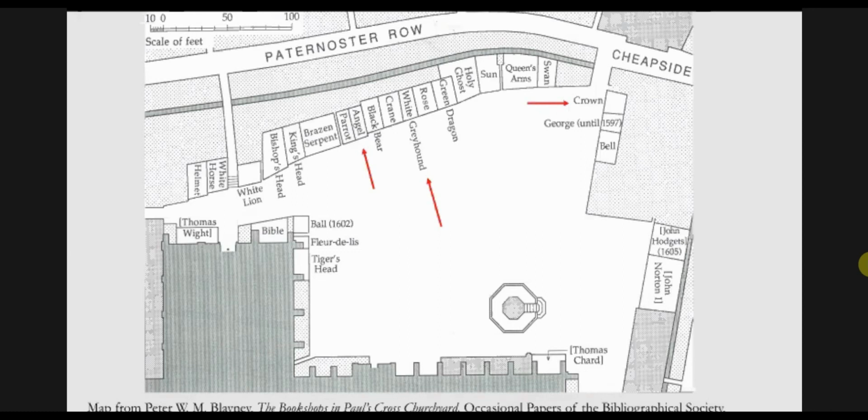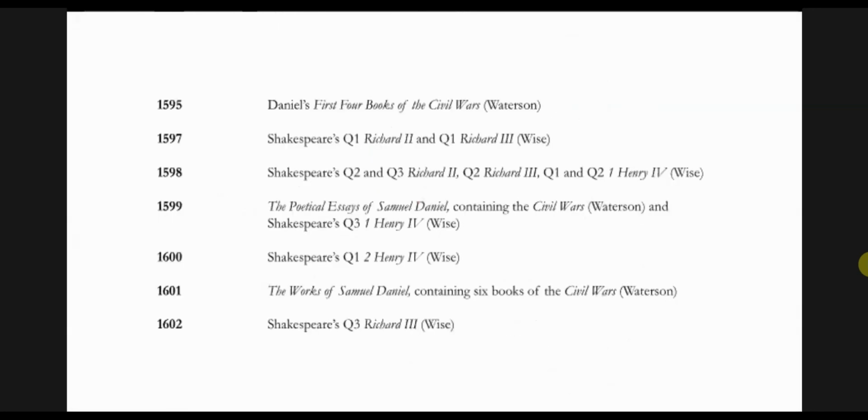While Daniel's Civil Wars is often considered a source for Shakespeare, what has not been explored is the possibility that the publication of Daniel's and Shakespeare's histories in multiple parts was spurred on by the success of these 2 ventures. These editions appeared, as shown in this table, in the following order.